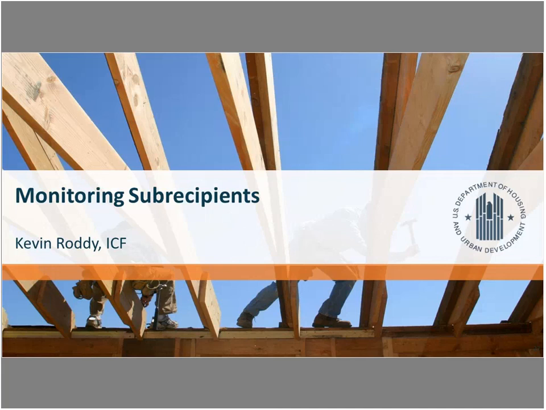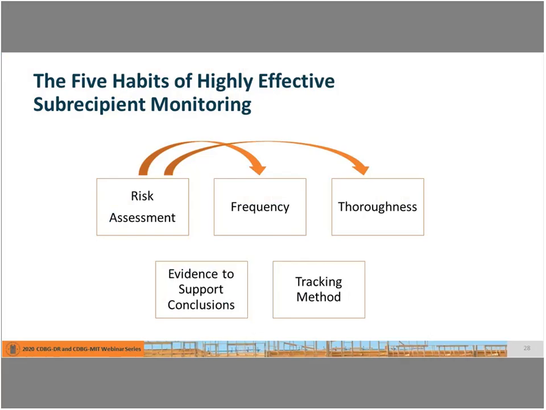All right. What we're going to do now is move into our next element, which is some of the more fundamentals related to monitoring. We've already spoken in some instances about a number of these, but we wanted to go over the five habits of highly effective subrecipient monitoring. This is a graphic where we're going to identify what our risks are. Based on that assessment of risk, we identify the frequency by which we're going to undertake monitoring and compliance reviews.